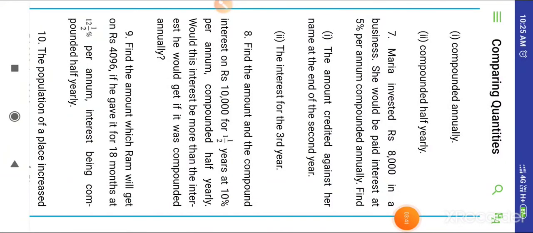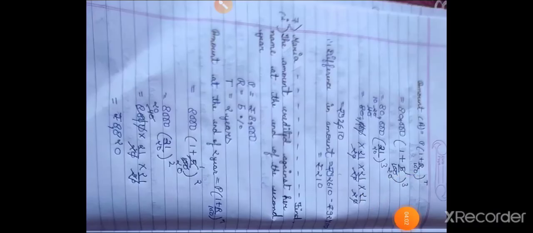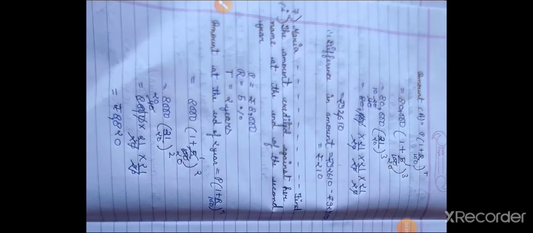Our next question is, Maria invested rupees 8,000 in a business. She would be paid interest at 5% per annum compounded annually. Find the amount credited against her name at the end of the second year, and in the second part we have to find out the interest for the third year. It is clear from the question that principal is rupees 8,000, rate is 5% and time is 2 years.